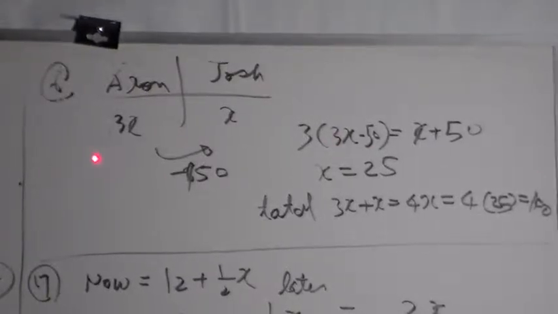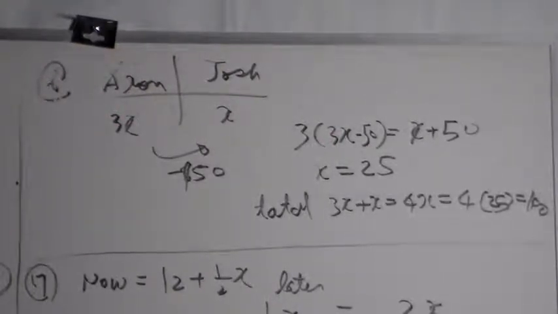Okay, number 6. Aaron and Josh have money, but Josh has x amount of money. Josh has 3 times more than Aaron. So we put Josh has x money, then Aaron has 3x. Okay, then Aaron gives $50 to Josh. Then it's gonna be 3 times.